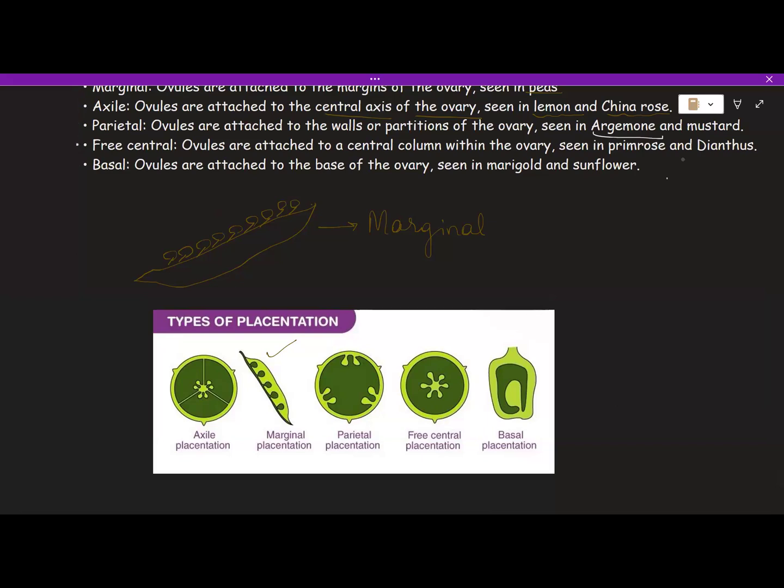See, central columns, argemone and mustard is found in the parietal. This is the example of the parietal placentation. Whereas when we talk about the free central, we have primrose and we have the dianthus plant.